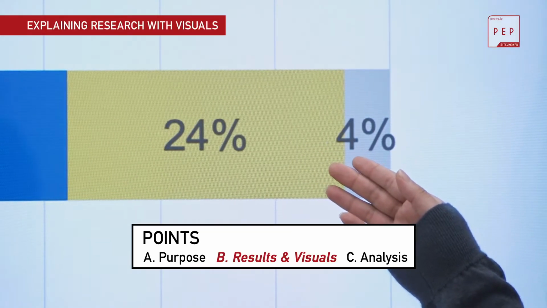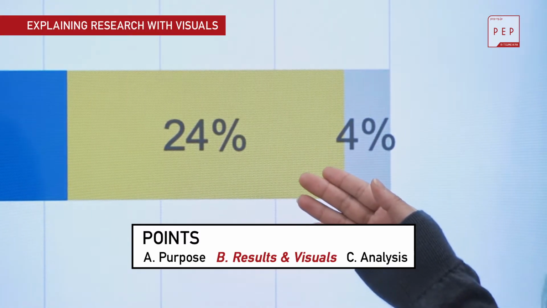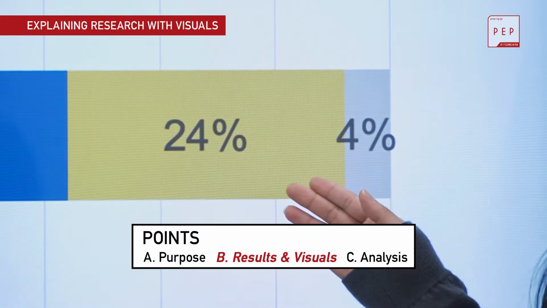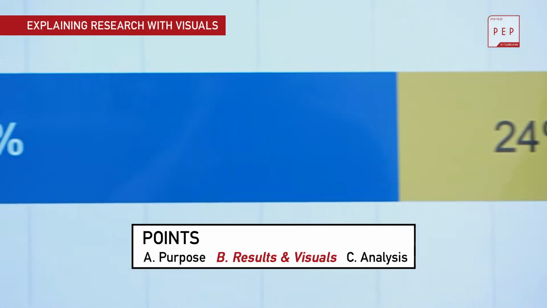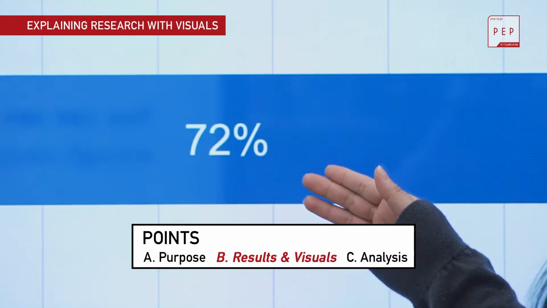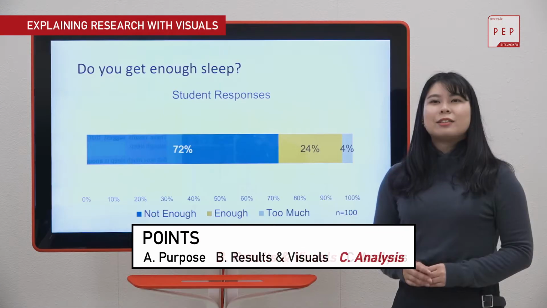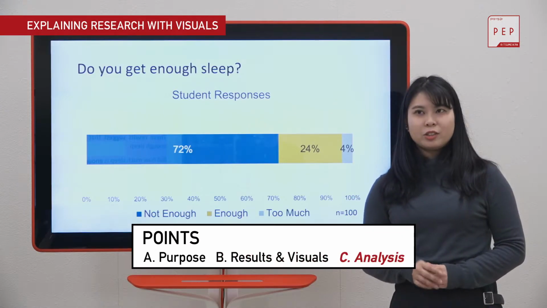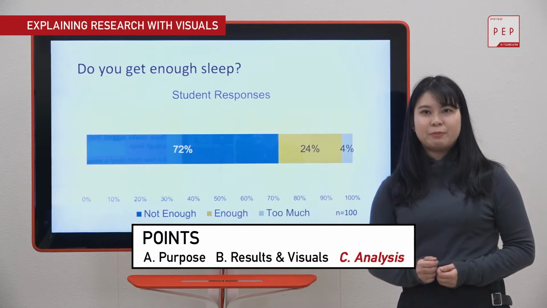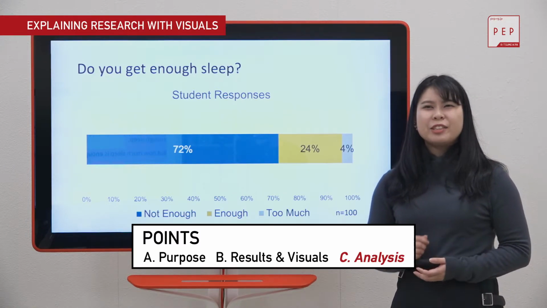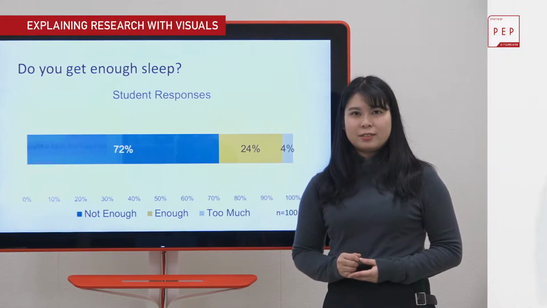This part shows only 24% of students said they get enough sleep. You can see here that 72% of students don't get enough sleep. These results suggest that students do not get enough sleep. But how much sleep is enough sleep?